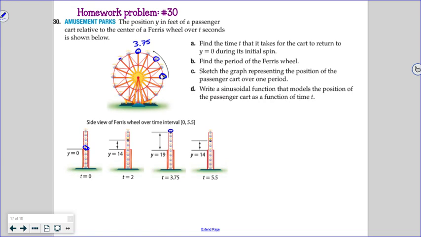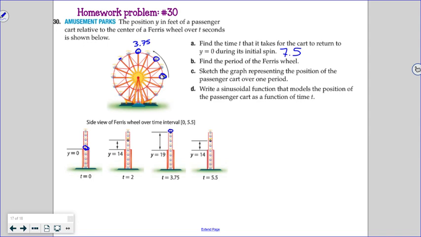So let's read the questions. It says, find the time it takes for the cart to return to y equals 0. Y equals 0 is height above the midline. So if we started at 0, we went up to 19, and we're on our way back down. If it took us 3.75 seconds to get here, how long to get back to 0? 3.75 more seconds, which is actually 7.5 seconds.